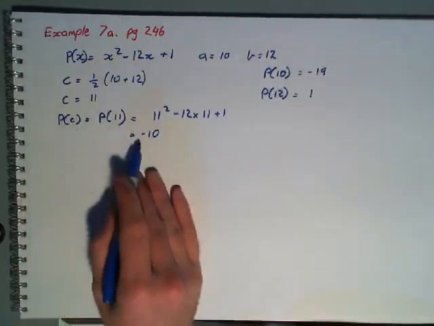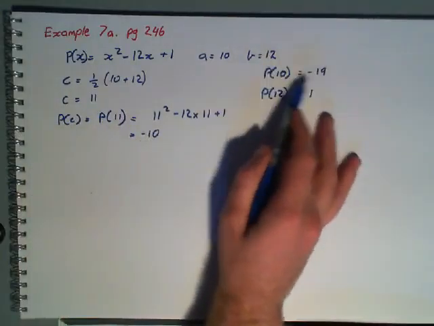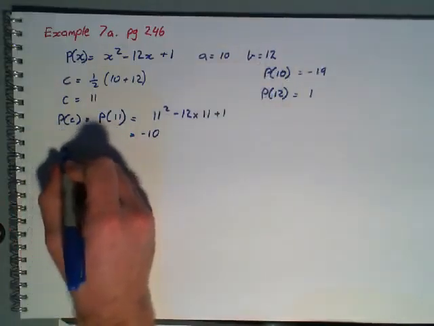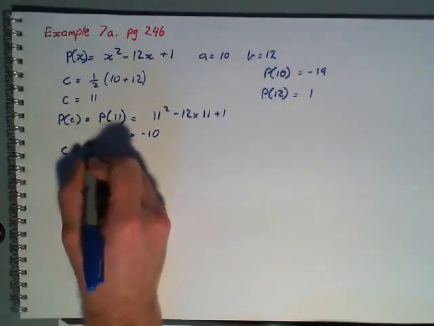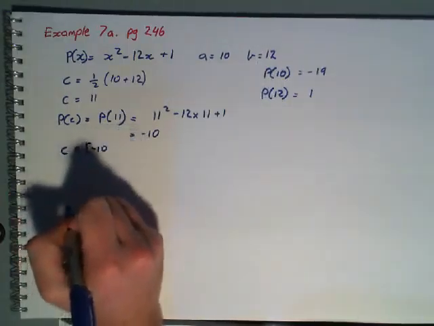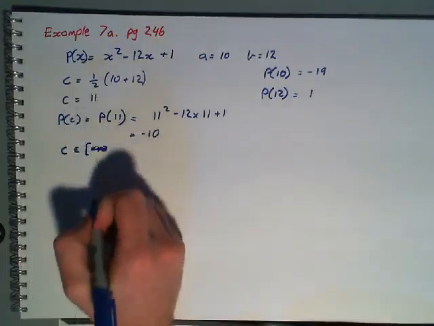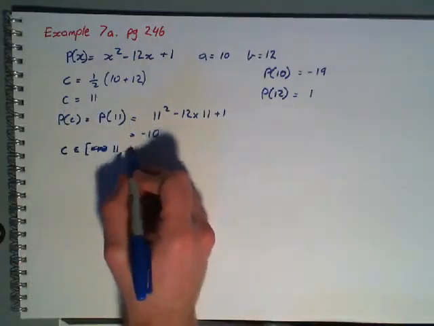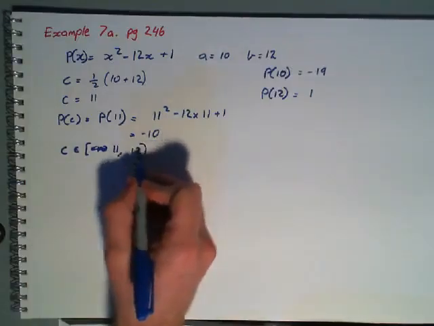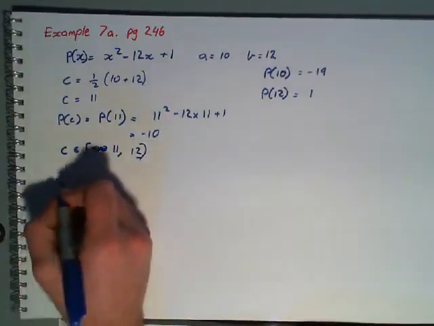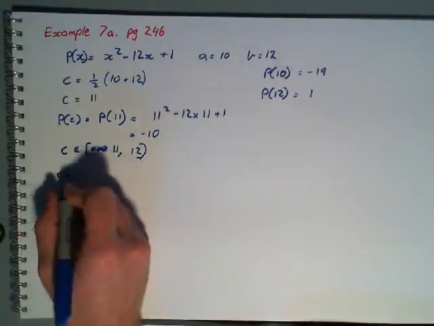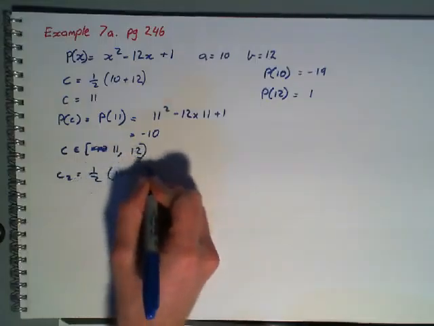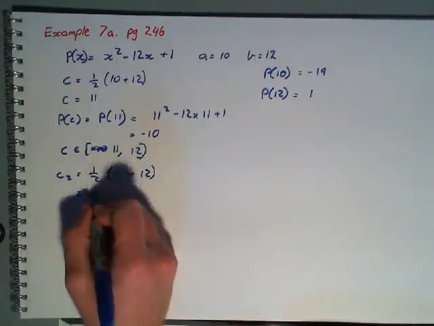Okay, going back to this, so because it's negative, our two new numbers are, C is going to be between negative 10, same mistake as last time, 11 and 12. Okay, so it's going to be somewhere in between these 2 points. So doing it again, our new number, C2, we can say as 11 plus 12 divided by 2, so about 11.5.